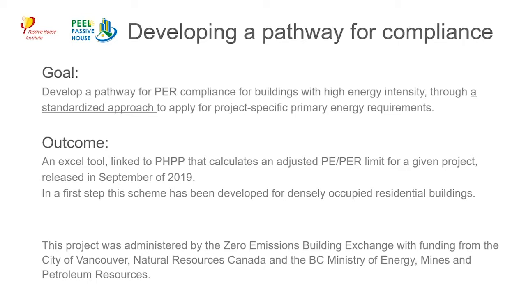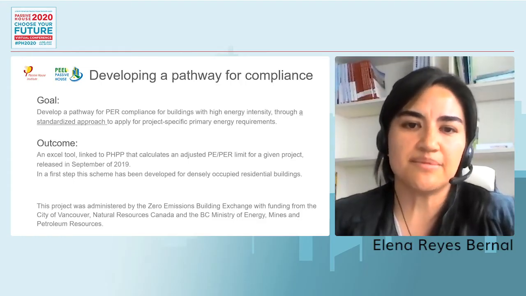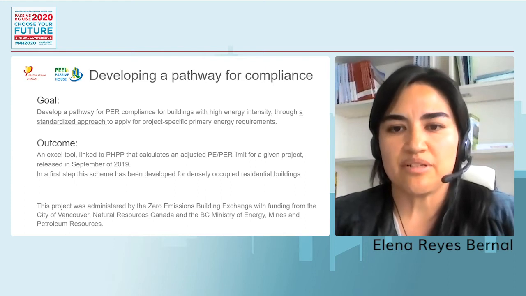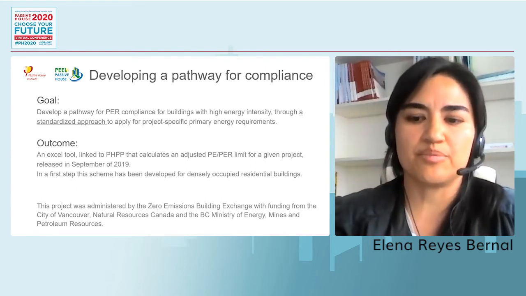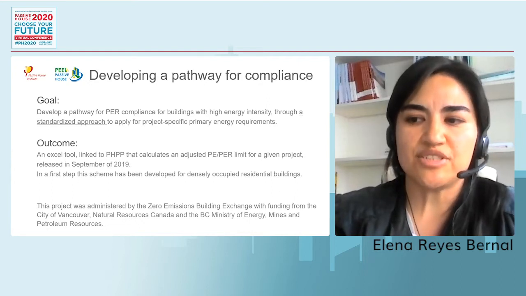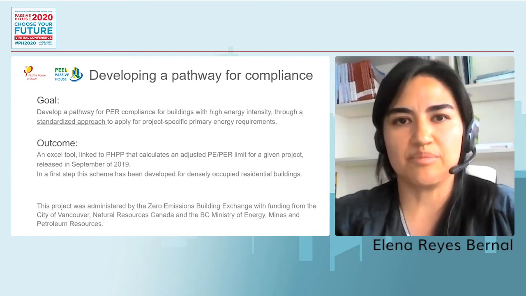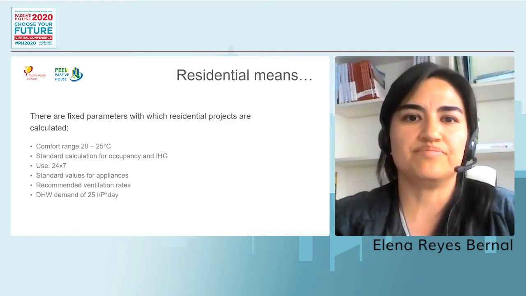So we did this through a project that was administered by ZEBx and then with funding of the City of Vancouver, Natural Resources Canada, and the BC Ministry of Energy, Mines and Petroleum Resources. The main outcome of this project was an Excel tool. And this Excel tool can be linked to the PHPP file and then gives automatically an adjusted primary energy limit for the project. The tool was released last year in September. And then as a first step, it is applicable only to residential projects, but the plan is that this is then applicable for other uses.